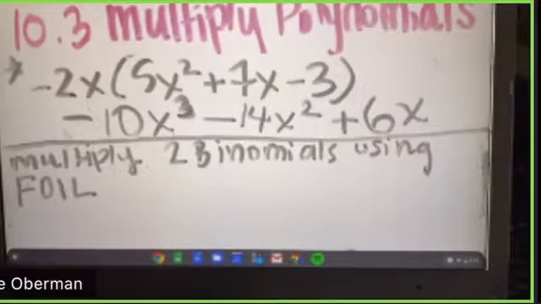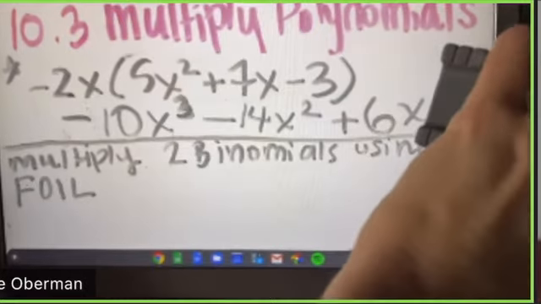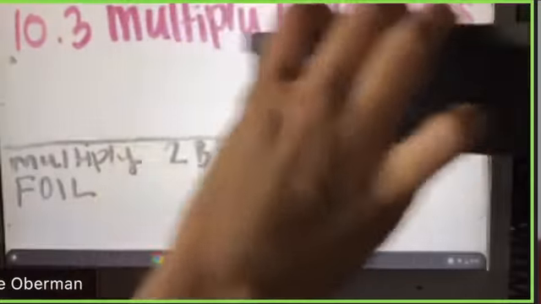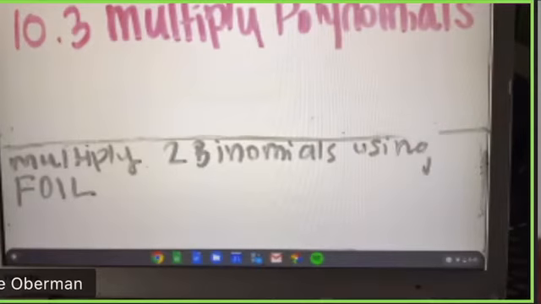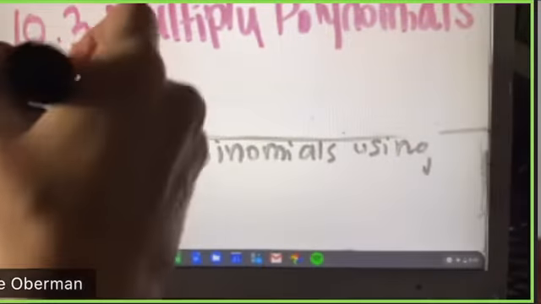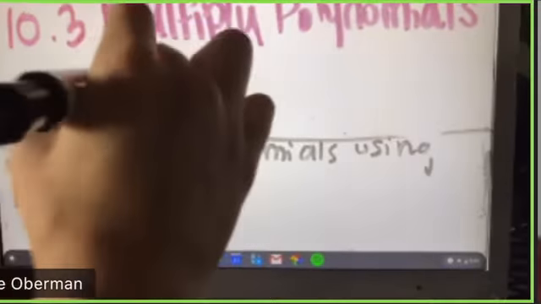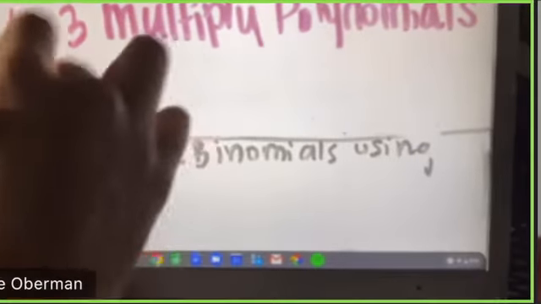Okay, so that's stuff that we hopefully had practiced before, maybe a while ago. So for some of you, it could have been a little bit rusty. But now we're going to practice doing two binomials. So for example, let's say x plus 3 times x plus 7, something like that.